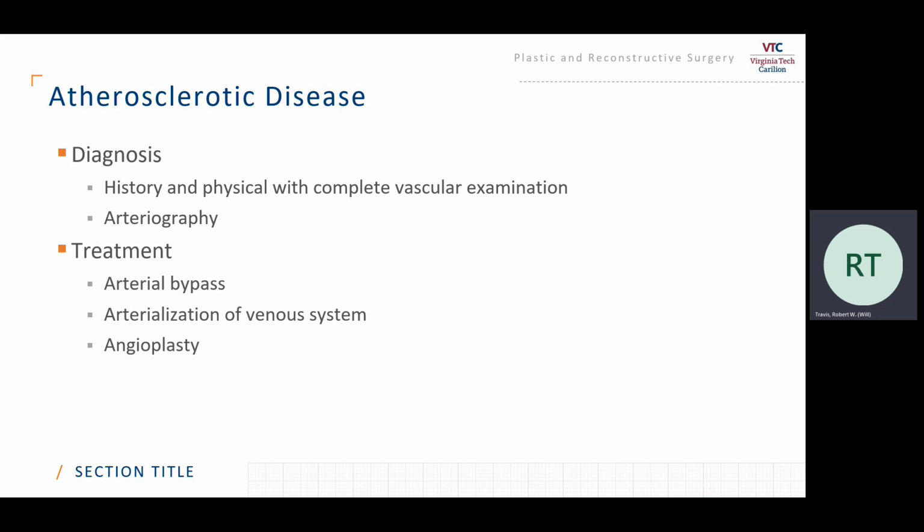And then lastly, angioplasty. You can perform a balloon angioplasty as distally as the volar arch. Stenting is typically reserved for more proximal lesions, like in the subclavian, because of poor patency rates with stenting of more distal occlusions.